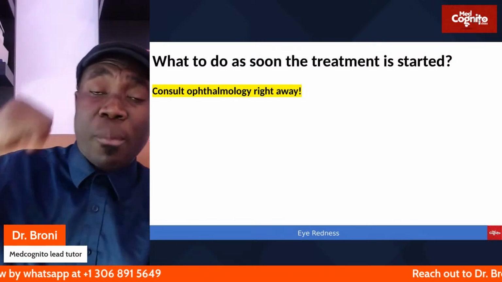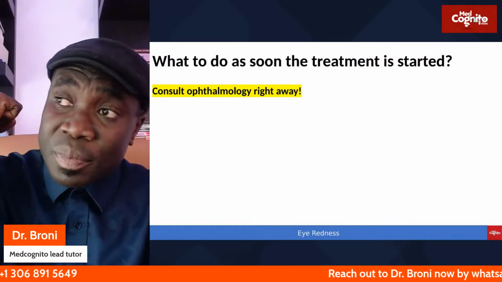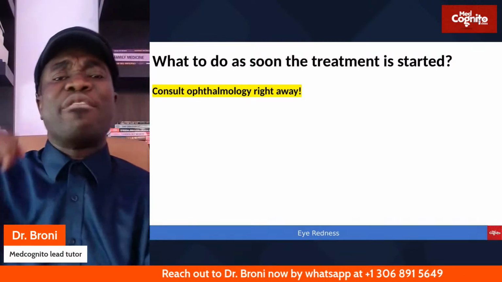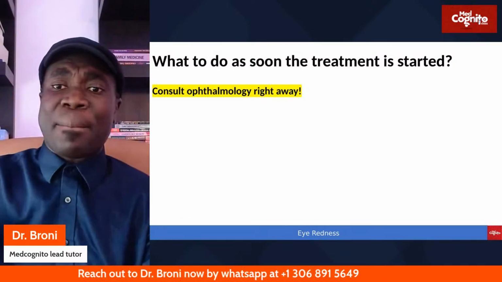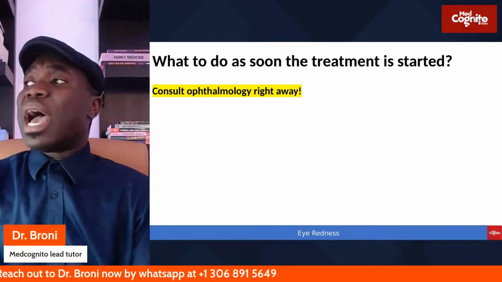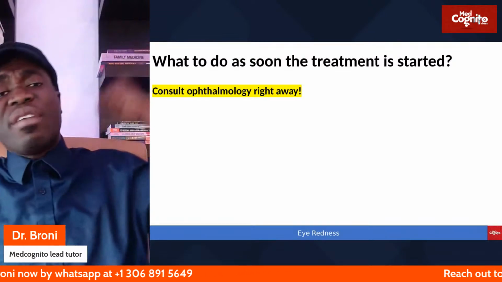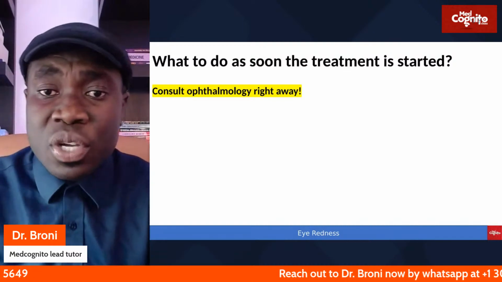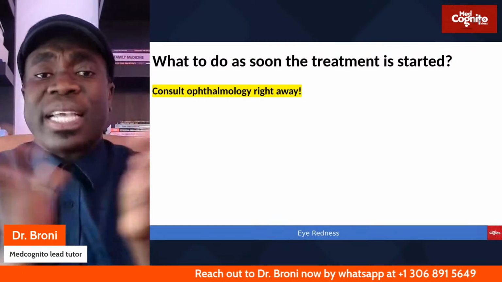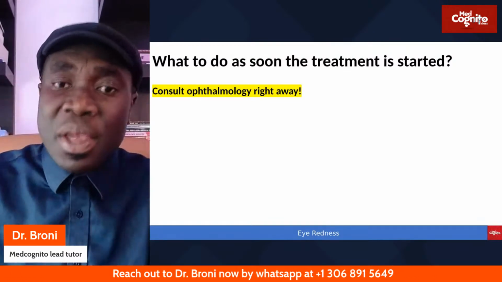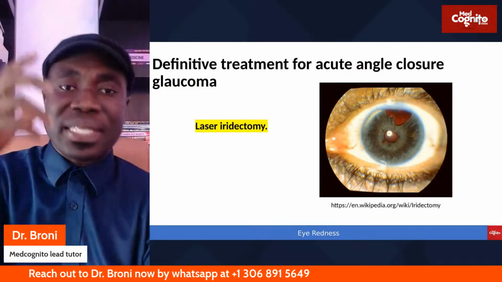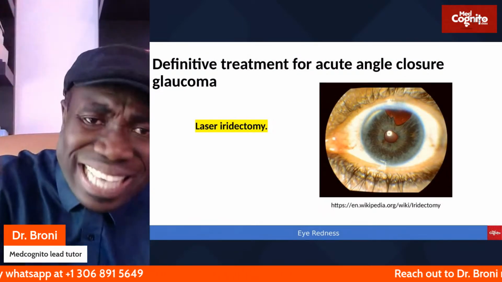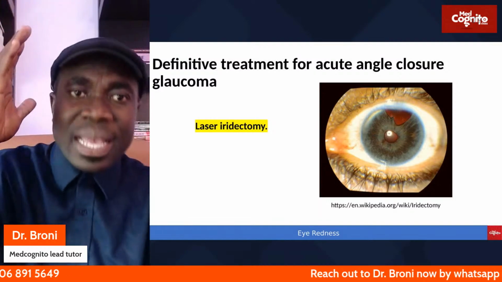I used my tonopen. The intraocular pressure is about 75 millimeters of mercury. I've started applying timolol. I've even set an IV line. We're going to give her mannitol. We've tried apraclonidine. Sir, please, what should I do? The ophthalmologist will say, bring the patient quickly. And when you bring the patient, the ophthalmologist is going to do what we call laser iridectomy.